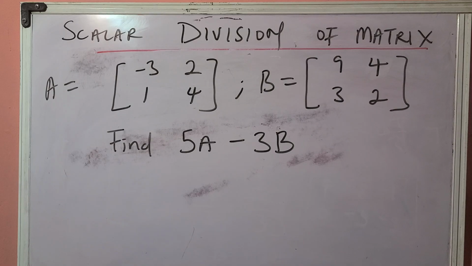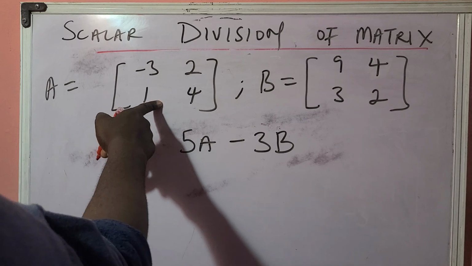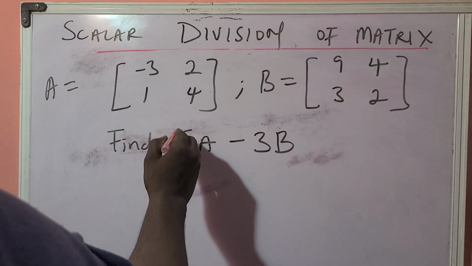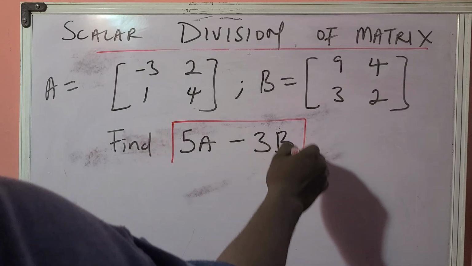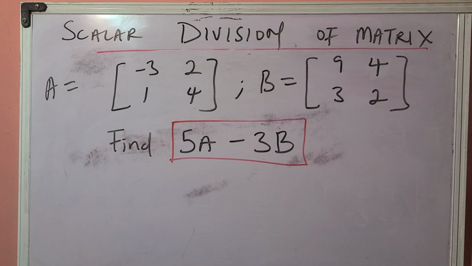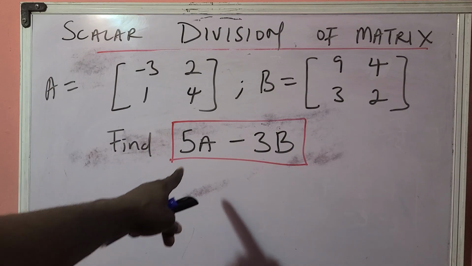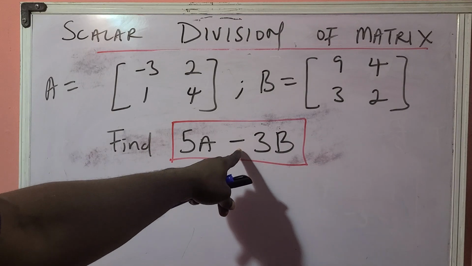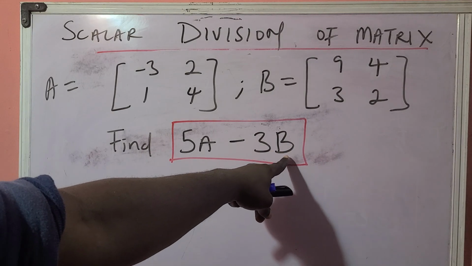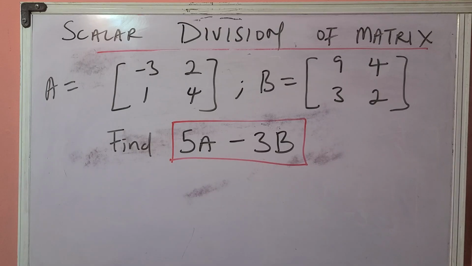Let me see how well you do with this question right here. We have a matrix A given, we have a matrix B given, and you're told to find the value for 5A. That means a scalar 5 multiplied by the matrix A minus a scalar 3 multiplied by the matrix B.